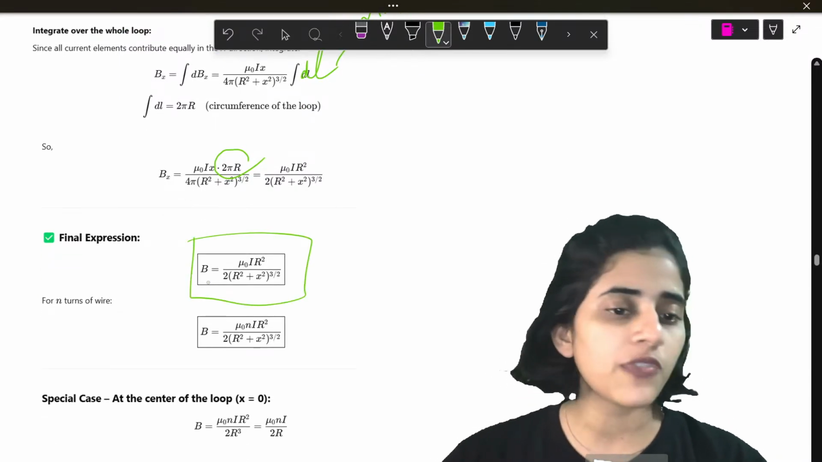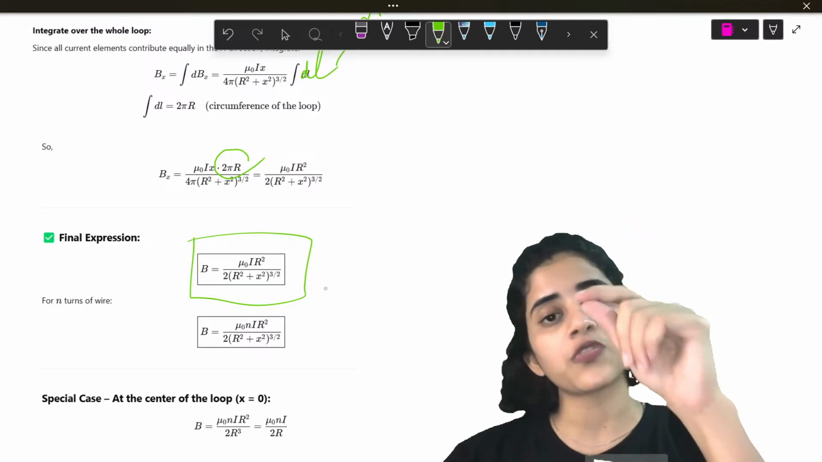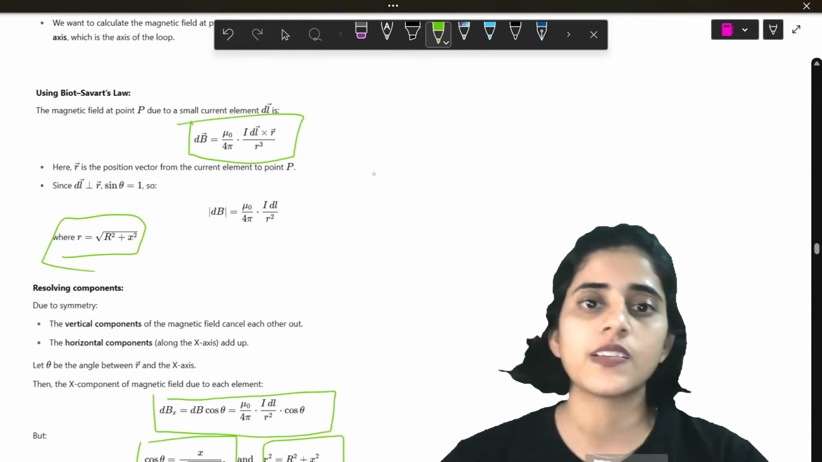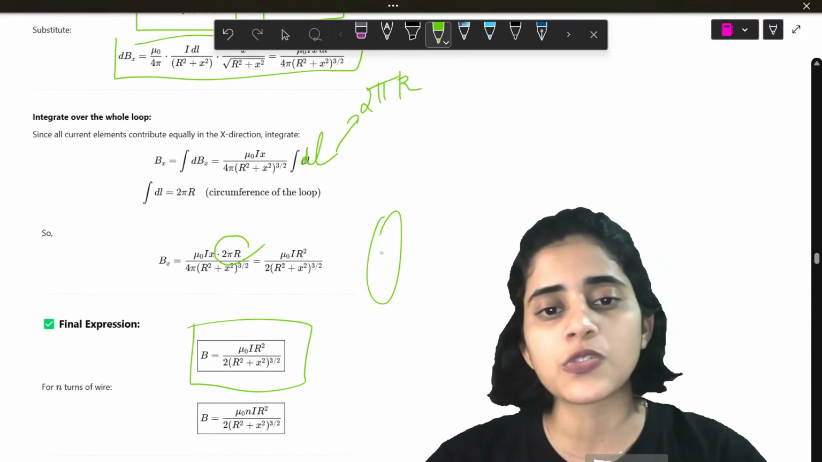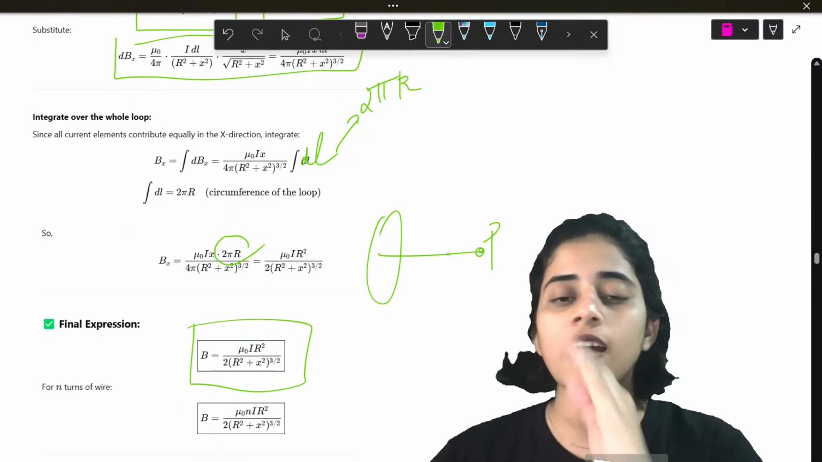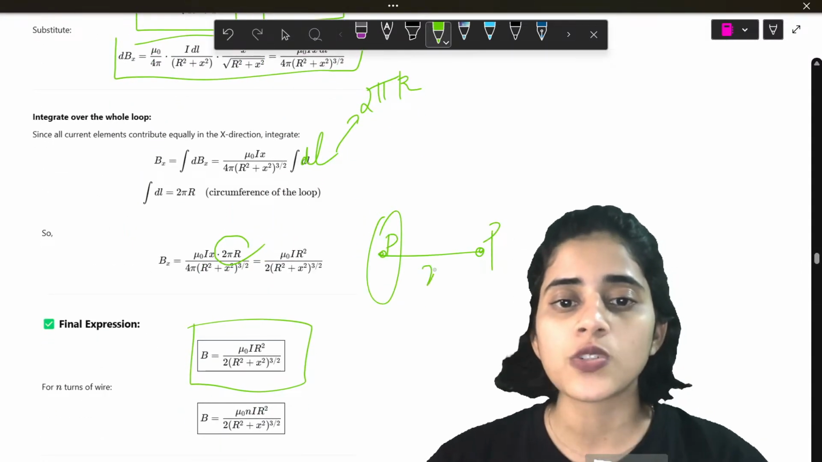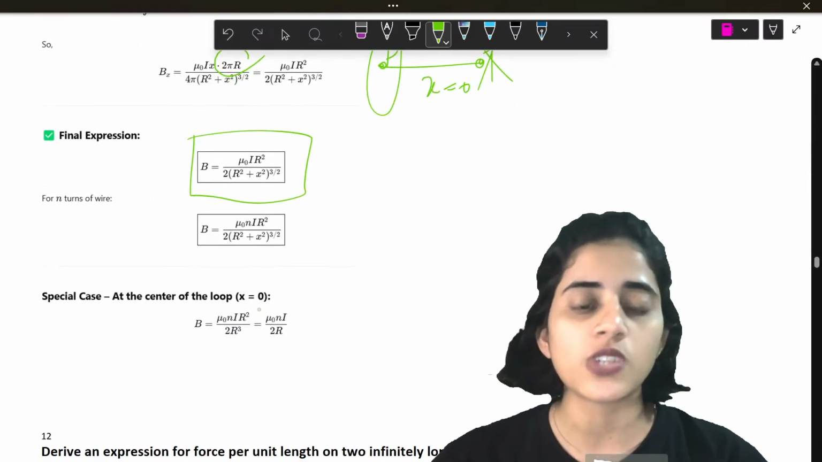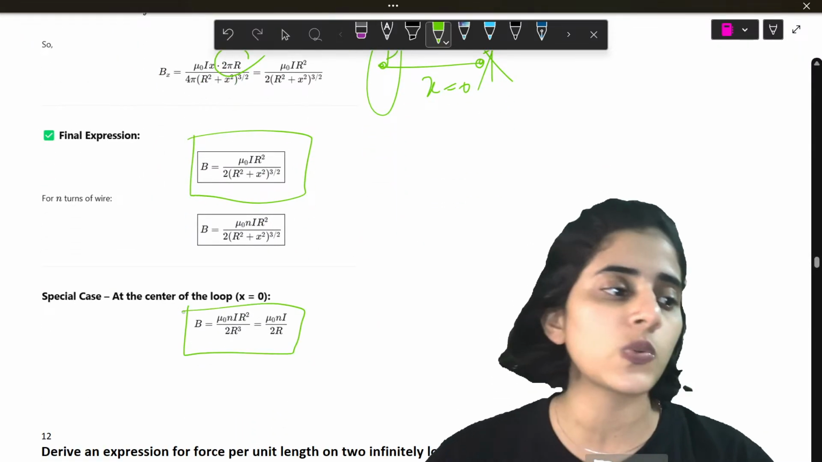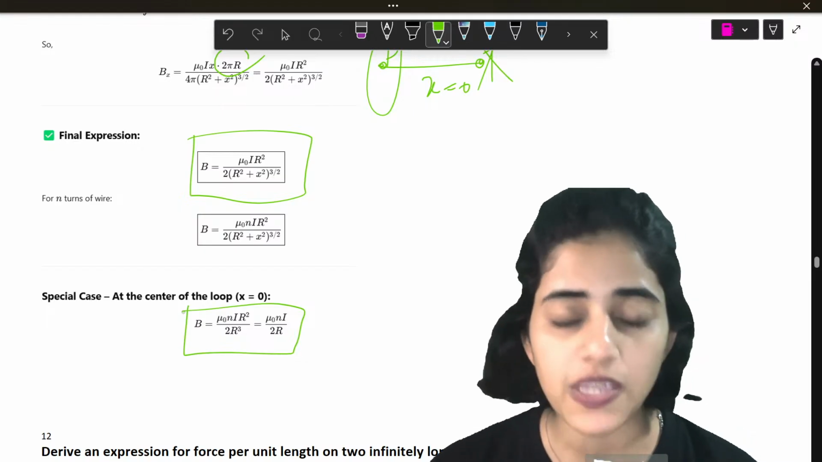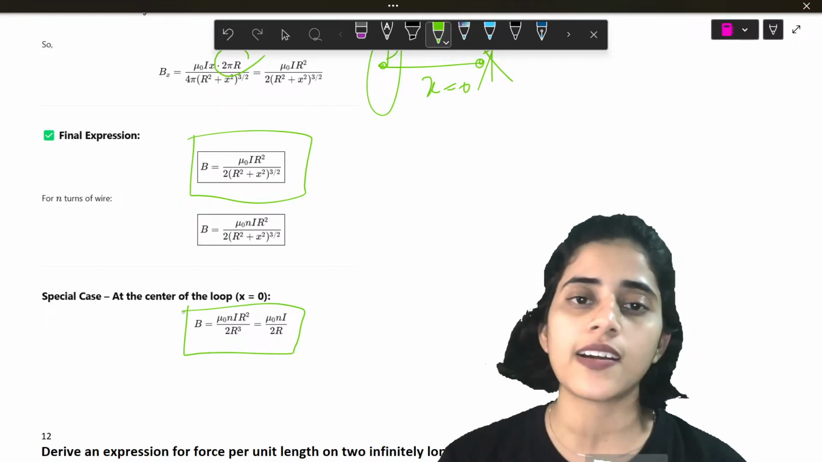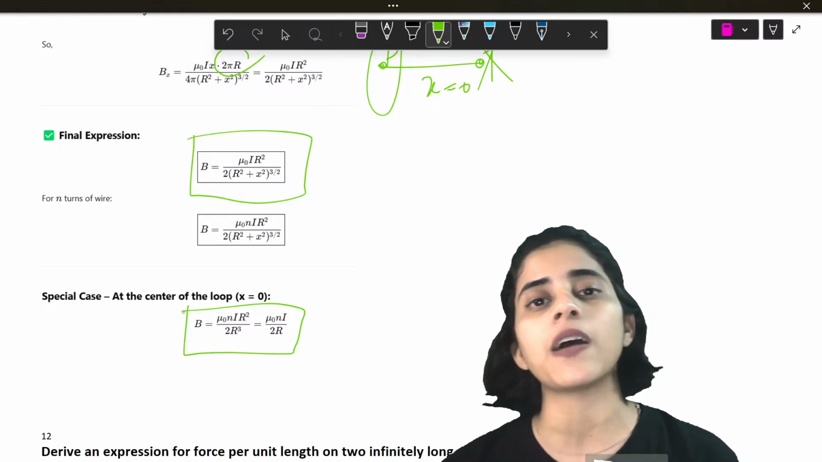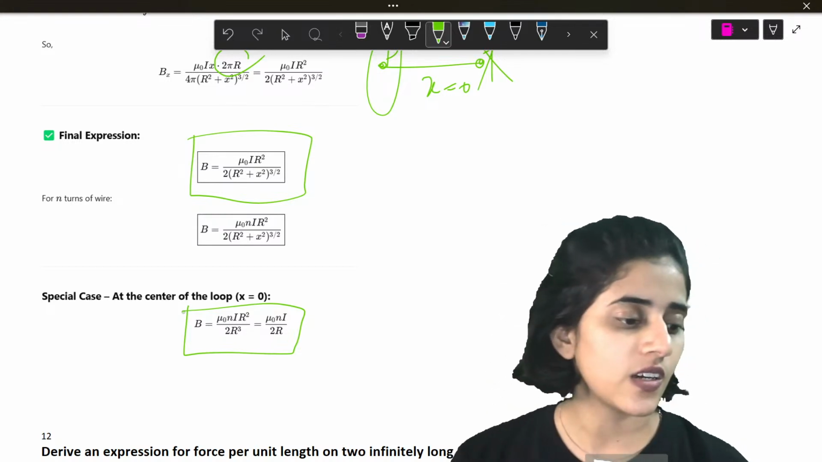Now if it is at the center of the loop, then point P is at the center. So this x is 0 now. If x is 0, then your answer will be B is equal to mu 0 n I r square divided by 2 r cube, which is equal to mu 0 n I by 2r.